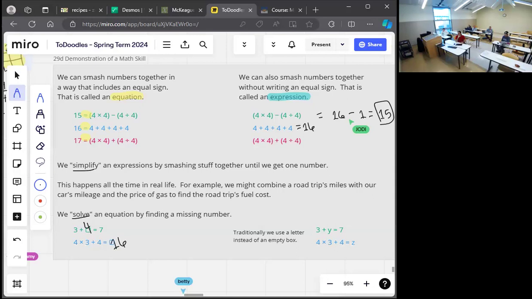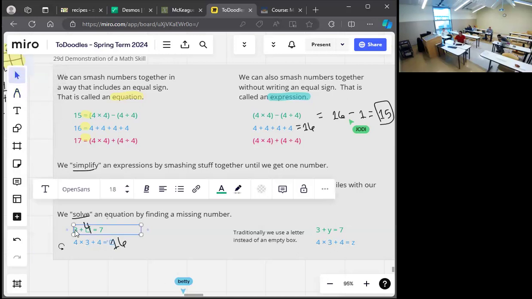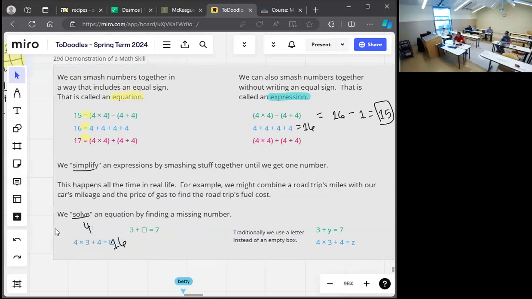If I were to make another piece of jargon, what would sum mean? Sum means add them together. That's a specific kind of simplify. Also note that except for elementary school, you tend not to have these boxes. Instead, the more adult thing is to put letters like a Y or a Z. But all that means is the same thing. Pretend that's an empty box. What goes in there to make it true?